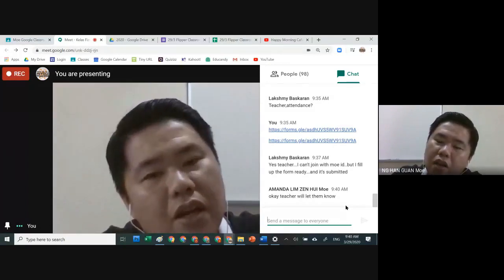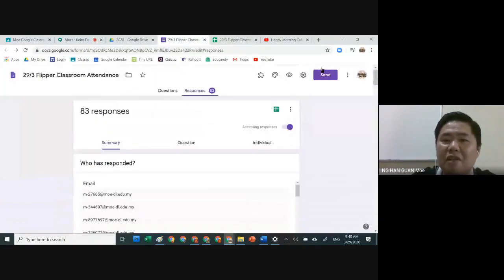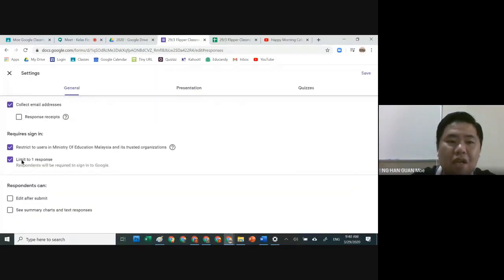You're allowed to submit the form? I checked my settings. No, my setting is only allowed for MOE. So I think because your handphone or your laptop actually has two IDs added, that's why you can still sign up for the form. But actually, I already restricted it. You can only sign up with the MOE ID.